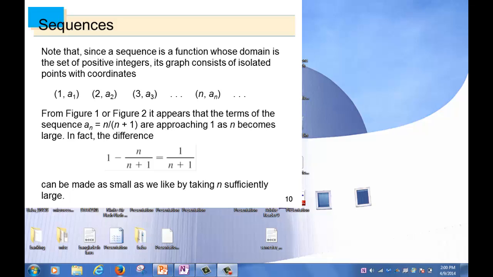Now what is happening to the difference as n gets bigger and bigger? As n gets bigger and bigger, the difference is getting smaller. It approaches 0, right? So the gap between 1 and the nth term of the sequence is getting smaller and smaller, right? So that tells you that the limit is 1.